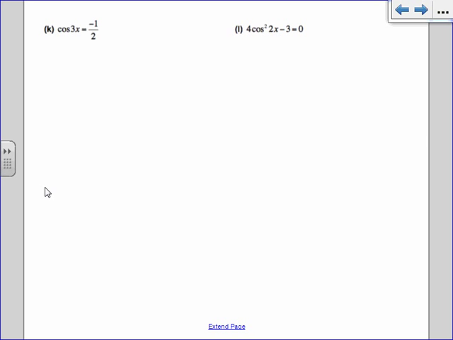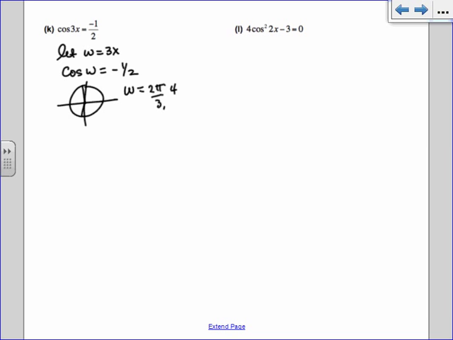Okay, so if we have cosine of 3x, again, we're letting w equal 3x. So what we're really solving is cosine of w equals -1/2. So we're saying when is cosine of w equal to -1/2? It'd be in the second and the third quadrant. We would have w equals 2 pi over 3 and 4 pi over 3. But we want to go from 0 to 6 pi.